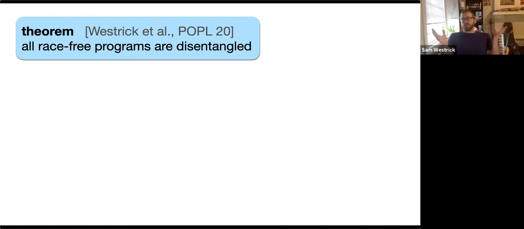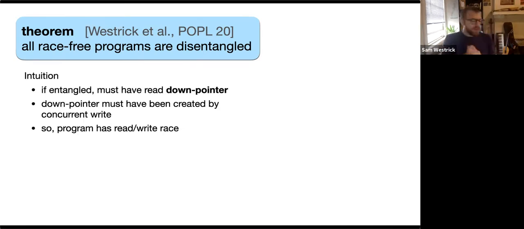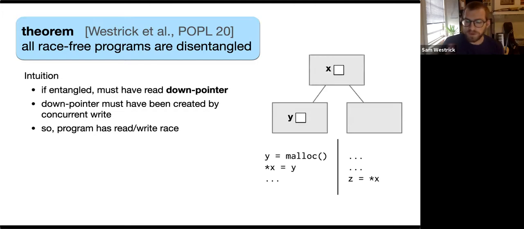Okay, so now why should race freedom imply disentanglement? Why is this the case? Here's some intuition. Suppose you had entanglement in a program. Entanglement means a thread is accessing data that was allocated concurrently by some other thread. If that's the case, that thread that has this cross-reference to some other data must have read what we call a down pointer.